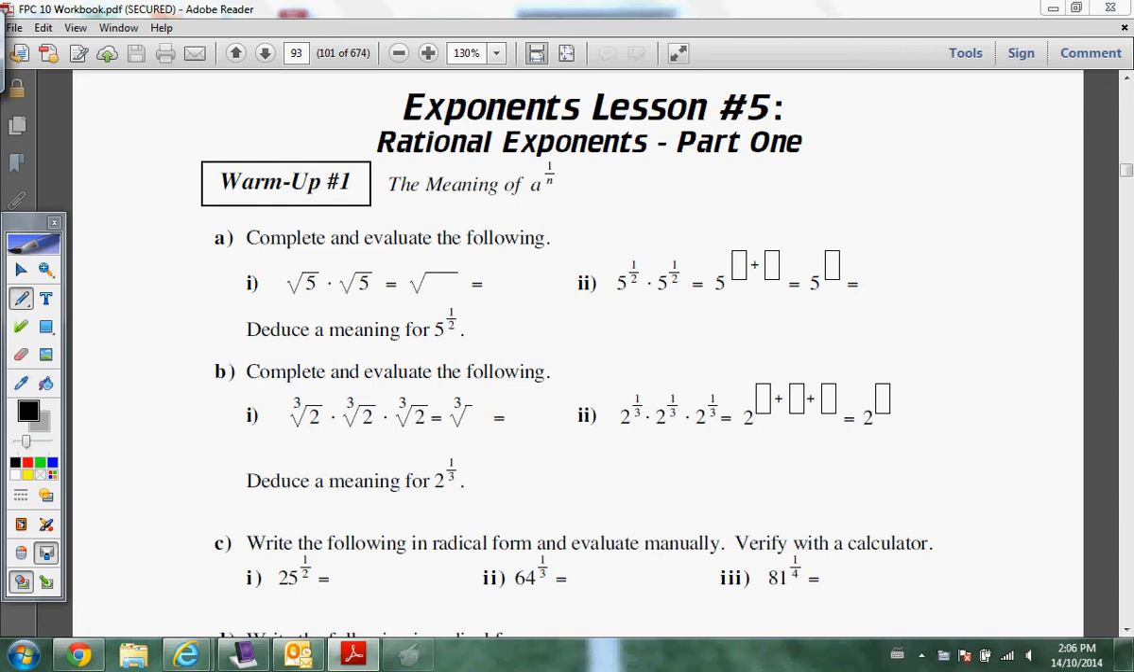Okay, so Unit 4, Lesson 5 is talking about rational exponents or fractional exponents. So complete and evaluate the following. So we know that, let's just go review this. Root 5 times root 5 is what?